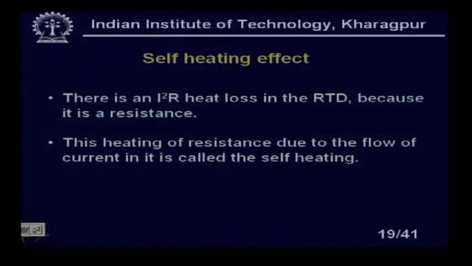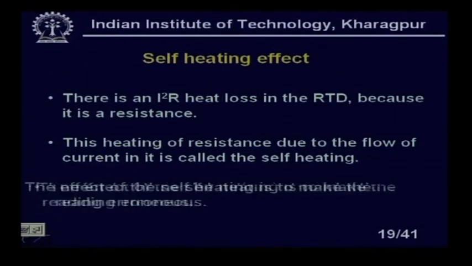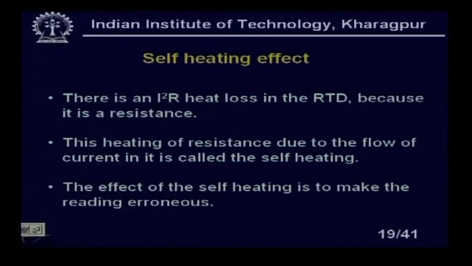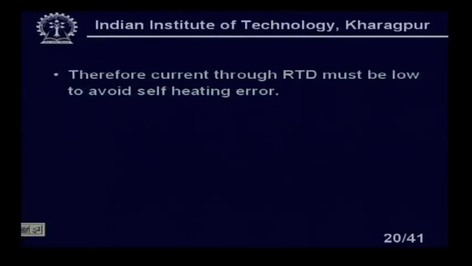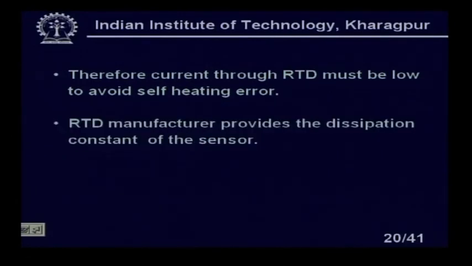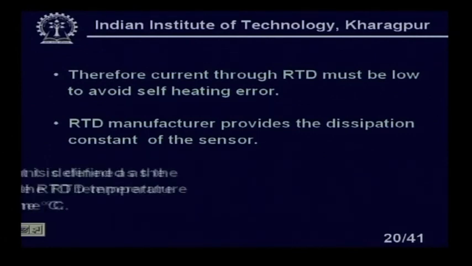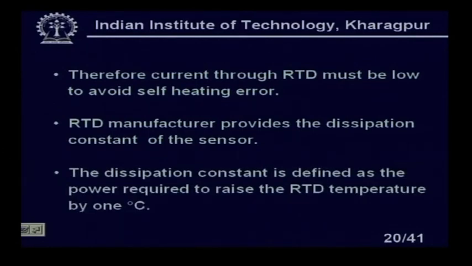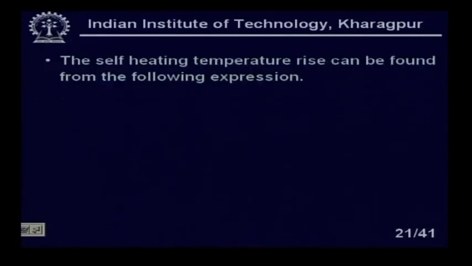The heating of the resistance due to the flow of current in it is called self heating, right. The effect of the self heating is to make the reading erroneous, quite obvious. Therefore, the current through the RTD must be low to avoid the self heating error. Now, usually the RTD manufacturer provides the dissipation constant of the sensor. What is the dissipation constant? The dissipation constant is defined as the power required to raise the RTD temperature by 1 degree centigrade, right.